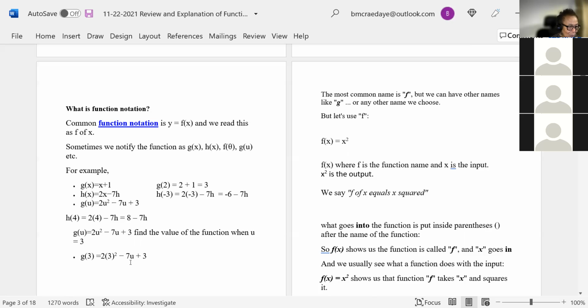Okay. And where else would I put a 3? Right there I put a 3, because that's a u, right? Yes. So it's going to be 18 minus 21 plus 3. 3 times 3 is 9, so that would be 2 times 9, and minus 7 times 3 is minus 21, right? Yeah. And plus 3.